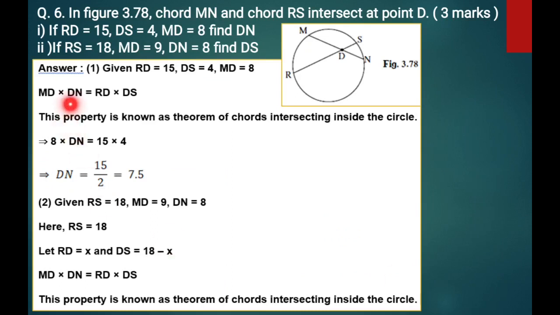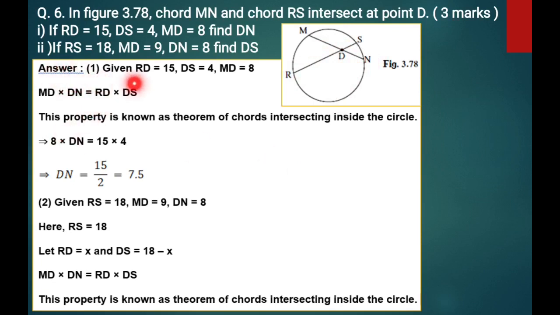Now see the last question. In figure 3.78, chord EN and chord RS intersect at point D. First condition: RD equals 15, DS equals 4, and ED equals 8; we have to find DN. Now these two chords intersect at point D, so we use the theorem of chords intersecting inside the circle.